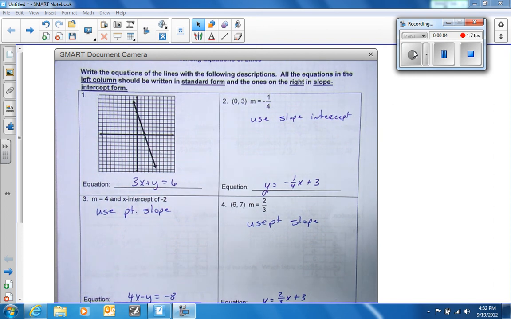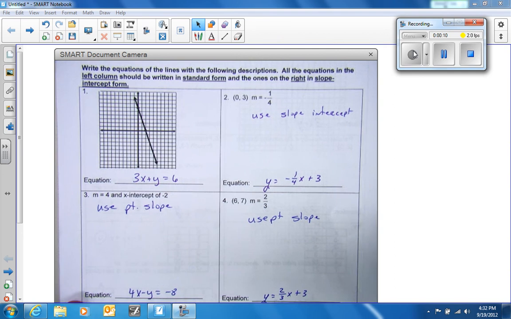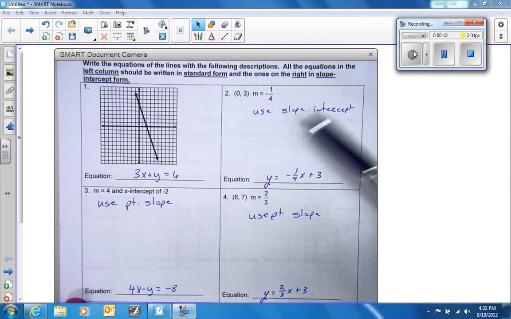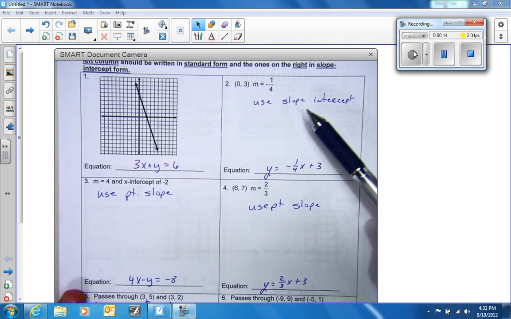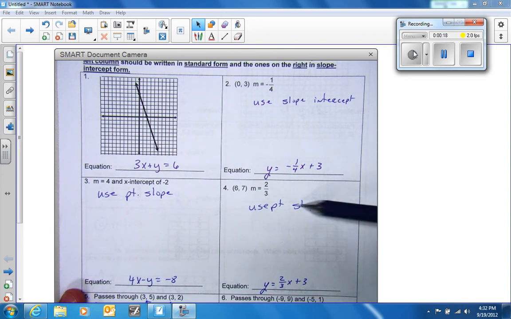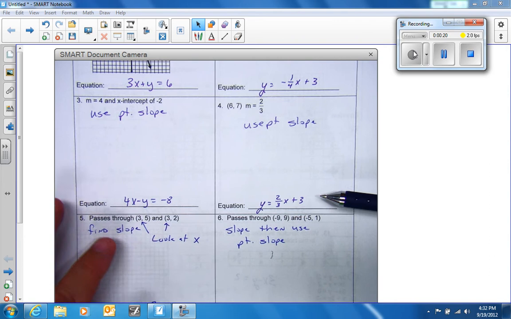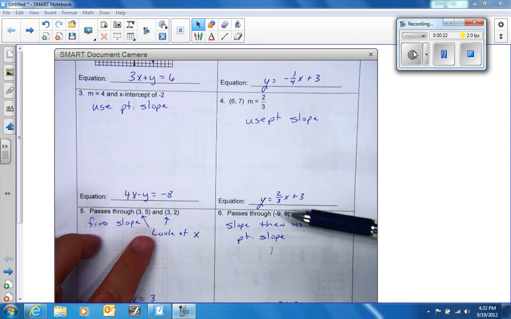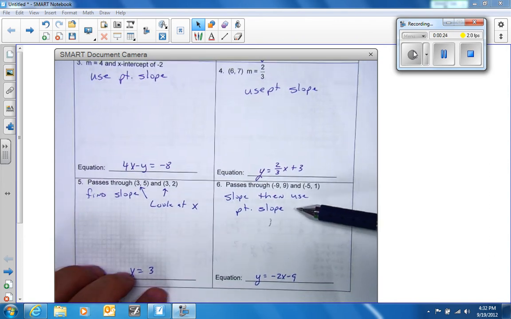Here are the answers to the review for your quiz tomorrow. I'm just going to show you the answers and give you a little clue on what you should have used. Use slope-intercept, use the point-slope form, use the point-slope form. Look at the x's here, and then on number 6, find the slope and then use the point-slope form, okay?